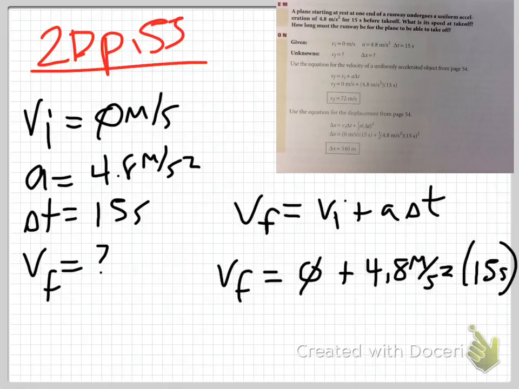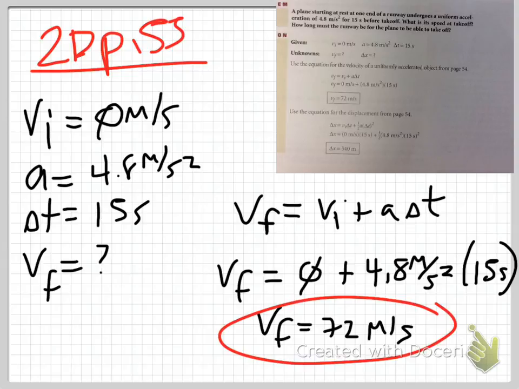Okay, plug it in. If we do a little bit of dimensional analysis, meters per second squared times seconds would give us meters per second. Raw answer is 72 meters per second. Sig figs are already correct, so we're good. Now they ask, how long does the runway have to be if the plane's going to take off successfully? So now we're looking for delta x.